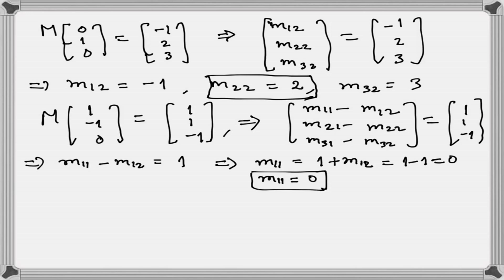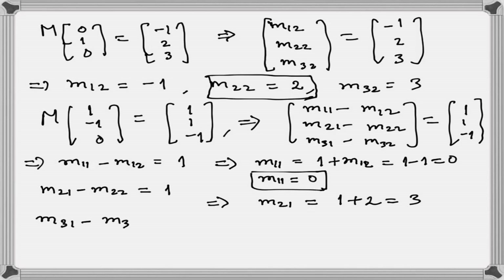Let's see another equation. M21 minus M22 is equal to 1. So this implies M21 is equal to 1 plus M22. So 1 plus M22, which is 2, is equal to 3. And the last one is M31 minus M32 is equal to minus 1.